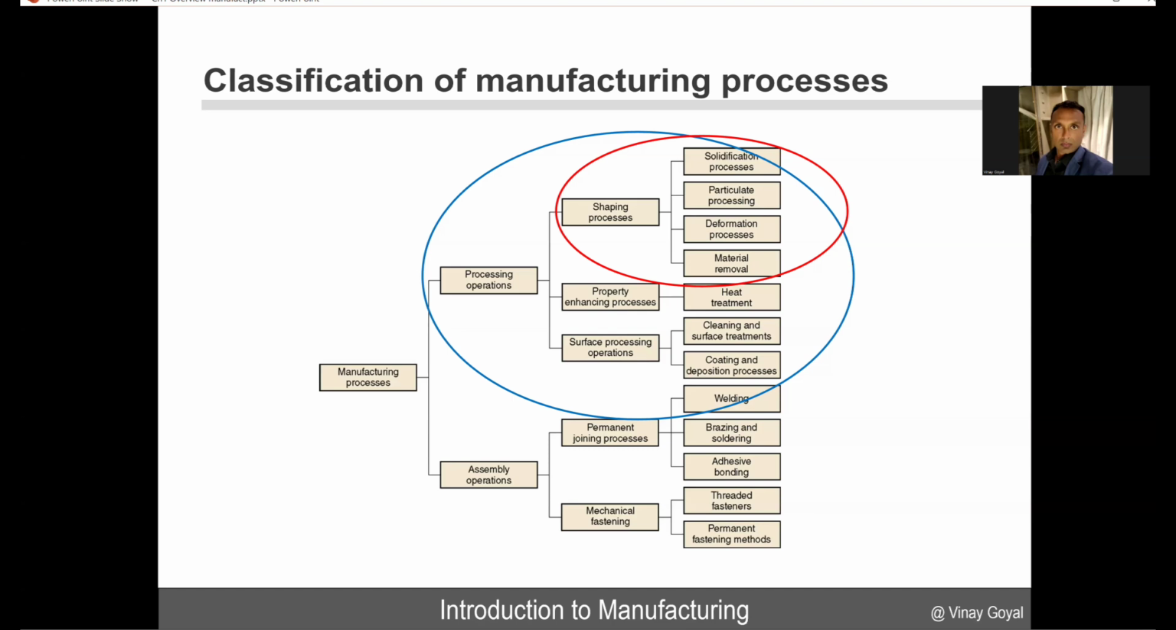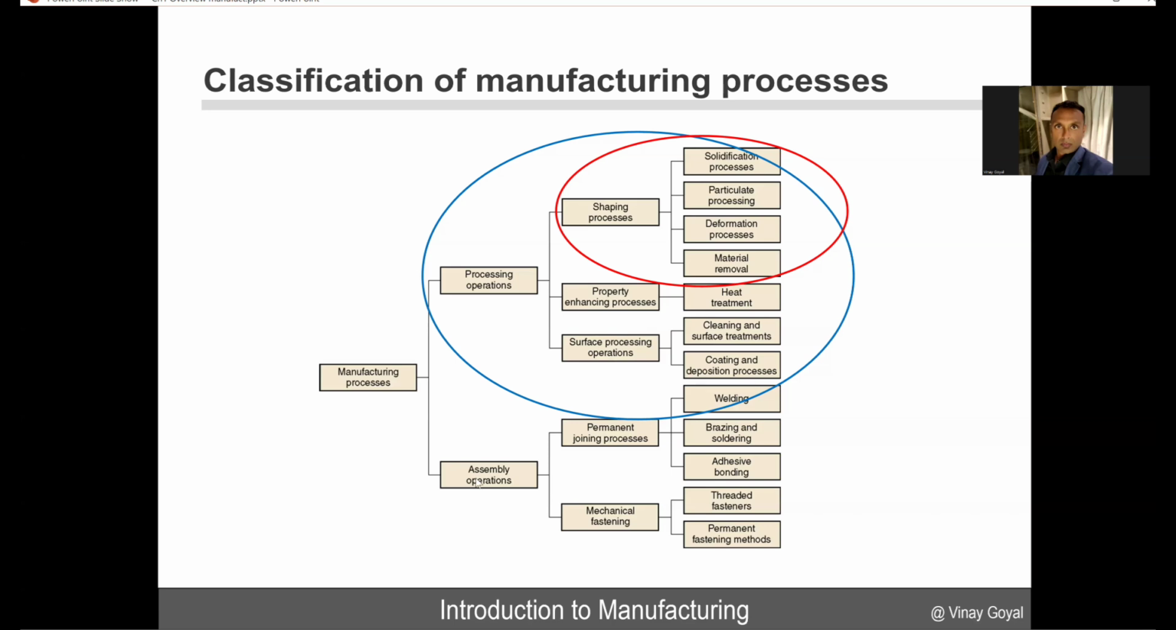We'll talk about it. Property enhancing processes are another processing operation, and that enhances the properties of a material through, for example, heat treatment. You then have a third aspect, which is surface processing operations, which is part of processing operations. And that allows you to clean and provide surface treatments, coat and provide deposition processes.